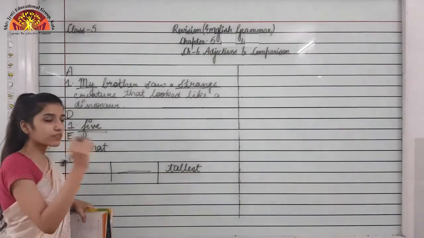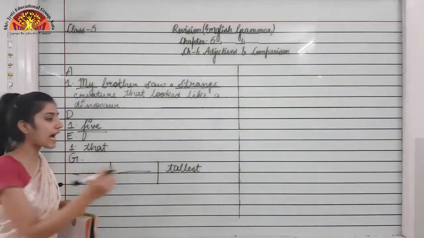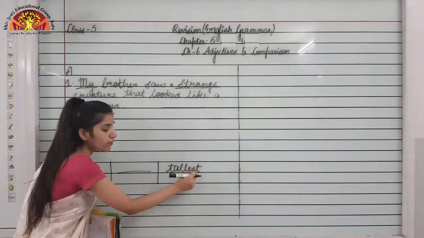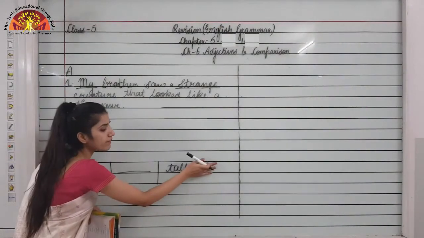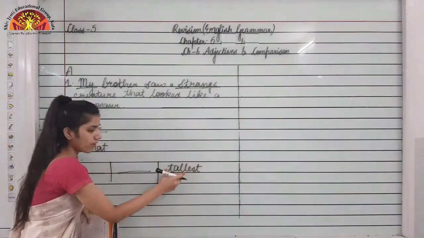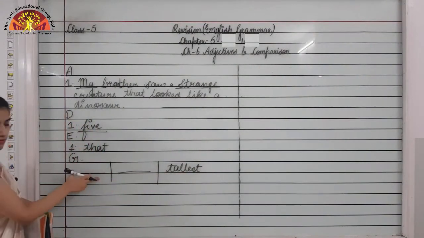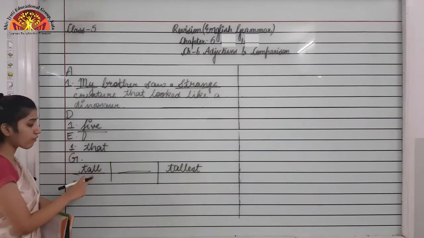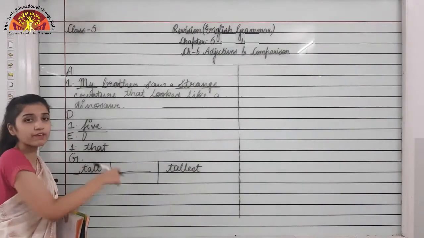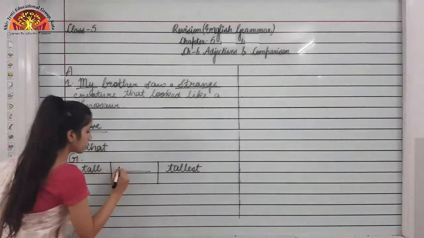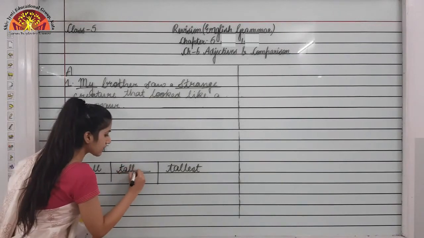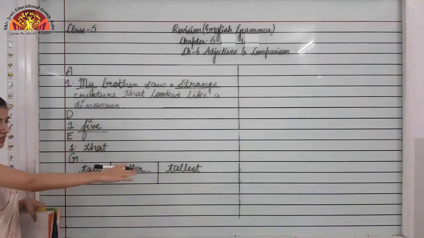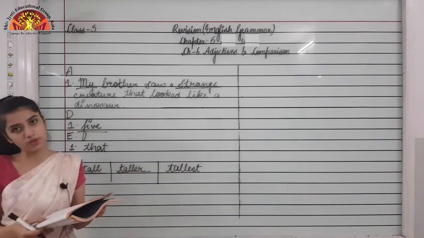As I told you, to make the superlative degree we add est to the word. So what would be the word when we remove est? Tall, which would be what? The positive degree. Okay, so tall is the positive degree. What do we do to make the comparative degree? We add er, right? So we just need to add er at the end, that is taller. Okay, so we got the answer. You have to complete the table like this only.